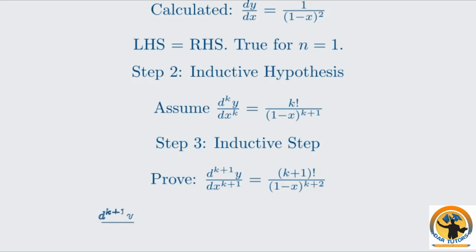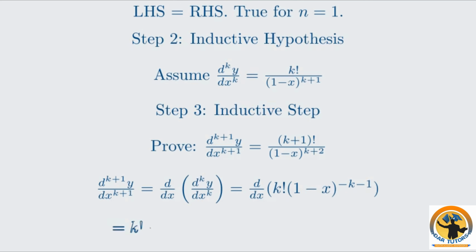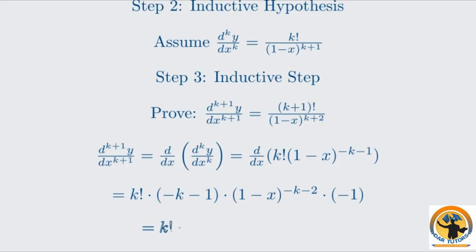The k plus first derivative is the derivative of the kth derivative. Substituting our hypothesis, we need to differentiate k factorial times the quantity 1 minus x to the power of negative k minus 1. Using the chain rule, we get k factorial times negative k minus 1 times the quantity 1 minus x to the power of negative k minus 2 times negative 1. The two negative signs cancel out, leaving us with k factorial times k plus 1 times the quantity 1 minus x to the power of negative k minus 2.